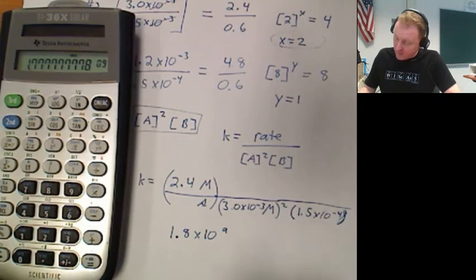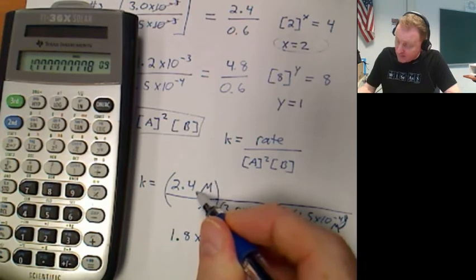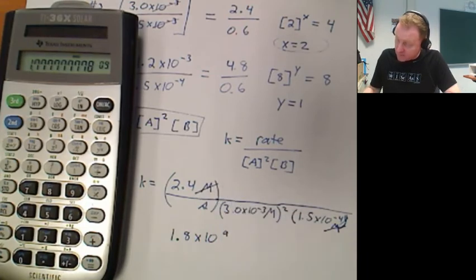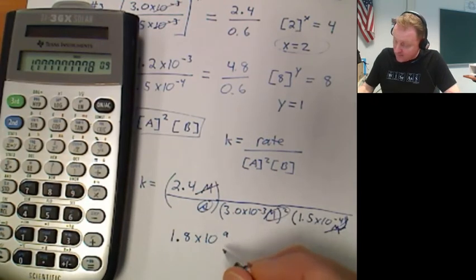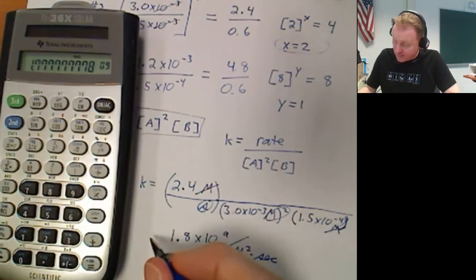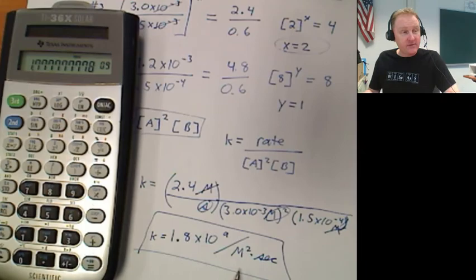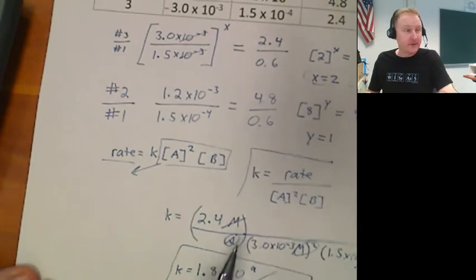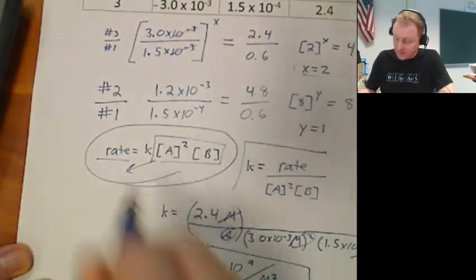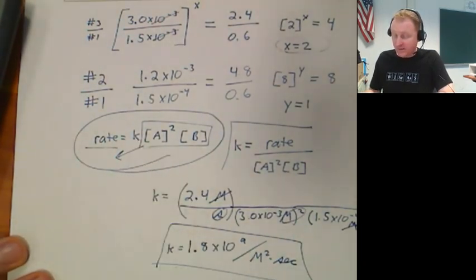And what's my unit? Units actually matter here. One of my molarities cancels, so what's left over is seconds, and I've got molarity squared. So my answer is this over molarity squared seconds, and that's what my k is. So the rate law is both my value for k and my formula right here. I need my formula and I need to know what k is, and that's the rate law for it.